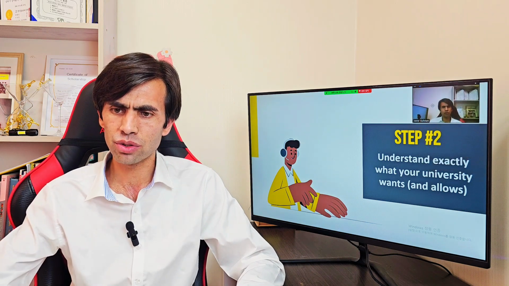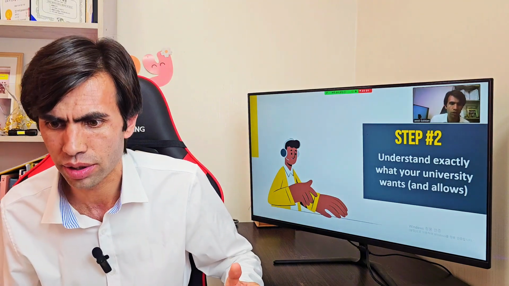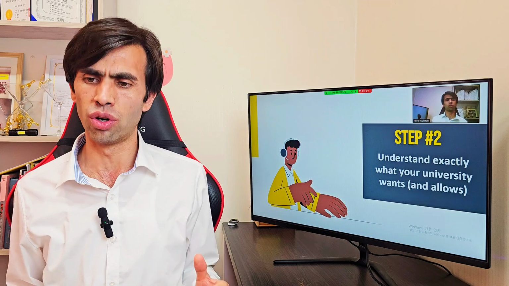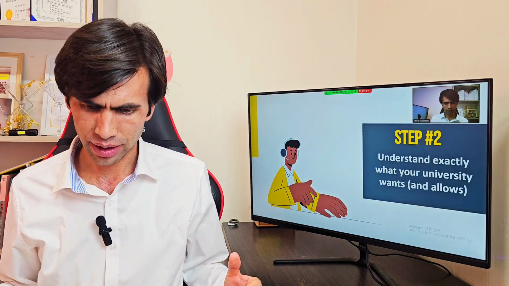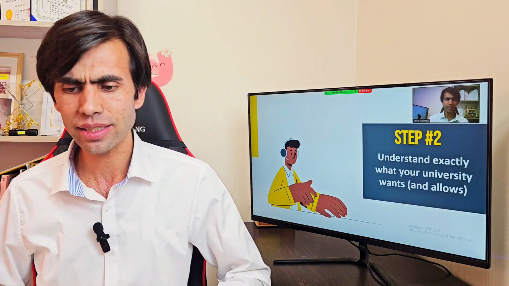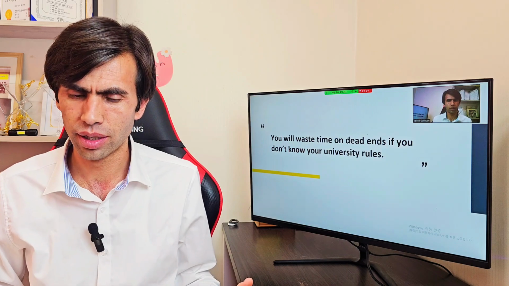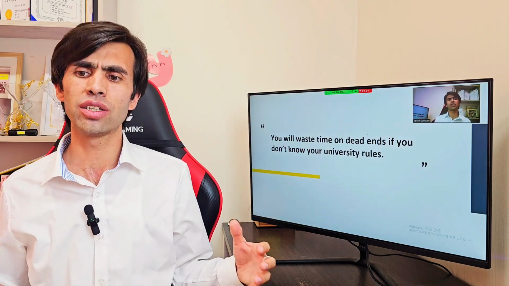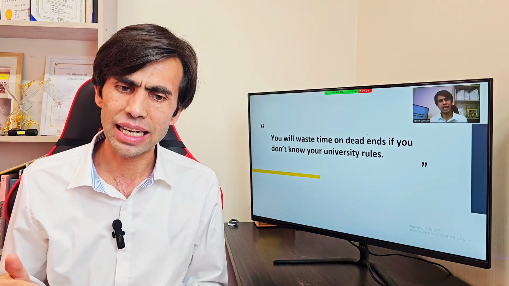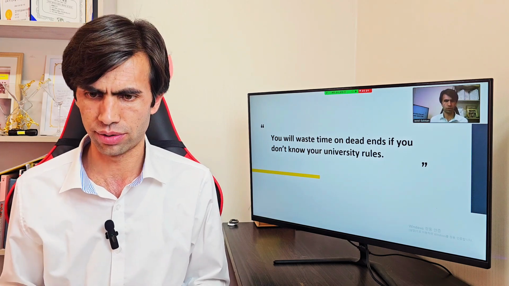And tip number 2, or step number 2 here, is understand exactly what your university wants and allows. Because each university may have different rules, different regulations, different requirements for doing a research topic. So in the second step, you need to understand exactly what your university wants. If you don't have the knowledge of what the university wants, the regulations, the rules, and anything else, you will waste time on dead ends.